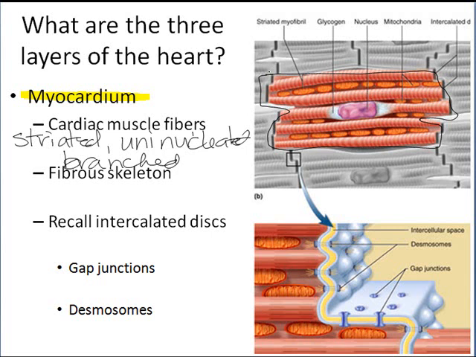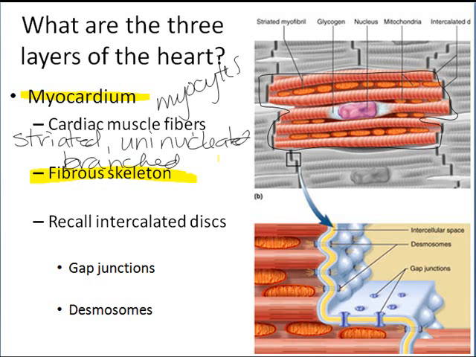Now, also found in the myocardium, along with all these myocytes, is a very important structure called the fibrous skeleton. The fibrous skeleton is a large collection distributed throughout the heart muscle, consisting of lots of collagen fibers and elastic fibers. And these are present to give the heart muscle some structure. They are points of attachment for the myocytes. So, there's sort of a scaffolding, I guess you could think of it in that way. There's sort of a scaffolding for the muscle cells.